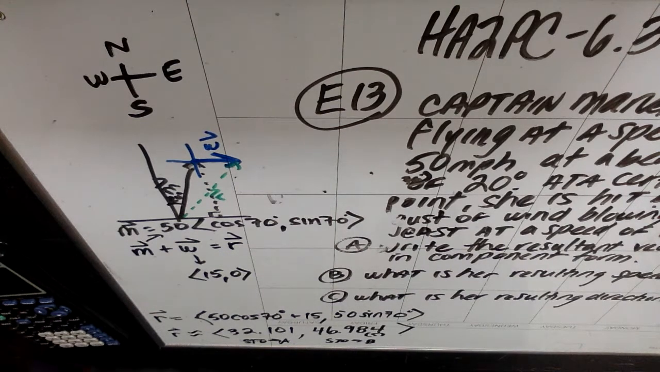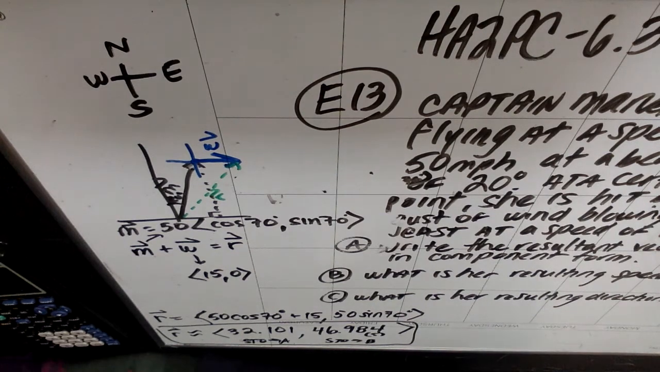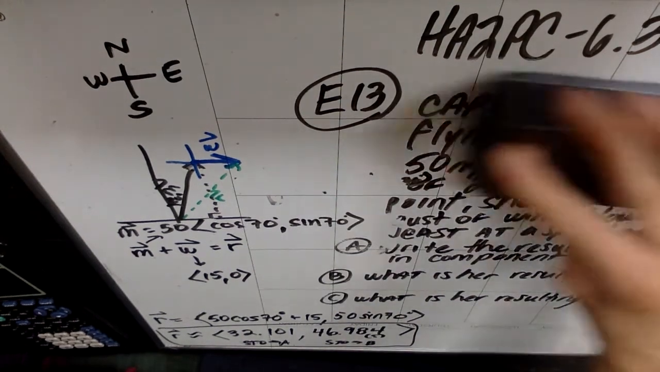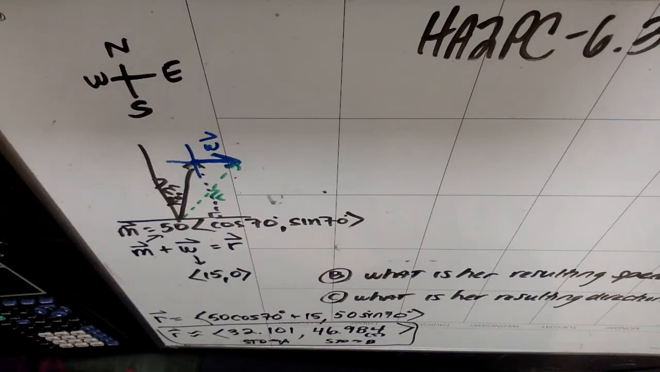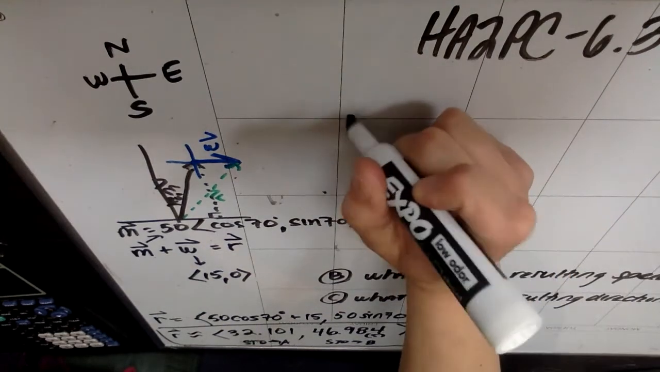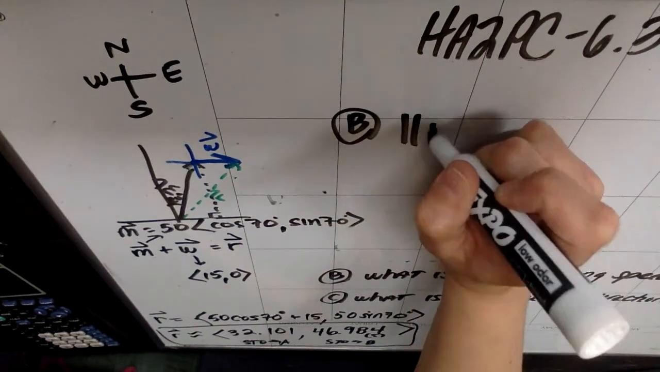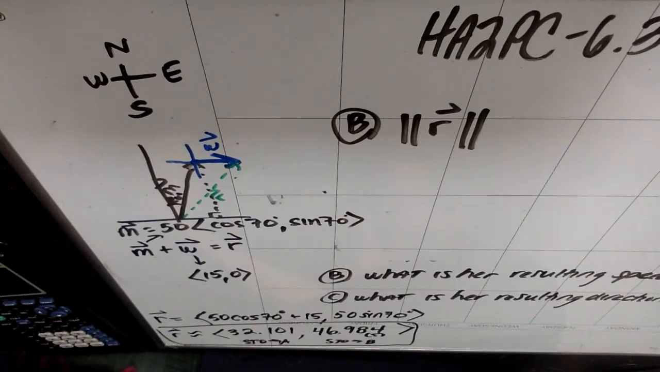Okay, so that's my answer to part A, right? But I'm going to use that answer to part A to answer the other stuff. So I'm going to erase and give myself a little bit of space at the top. Part B said, what is her resulting speed? Well, her resulting speed, in the notation I'm using, is going to be the magnitude of the resultant vector, which I called R.